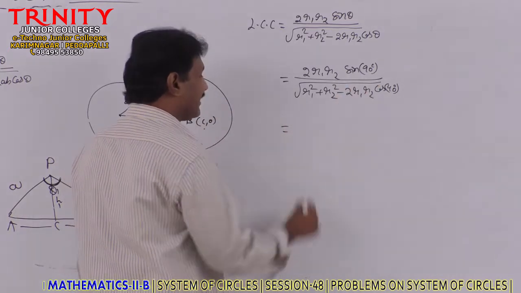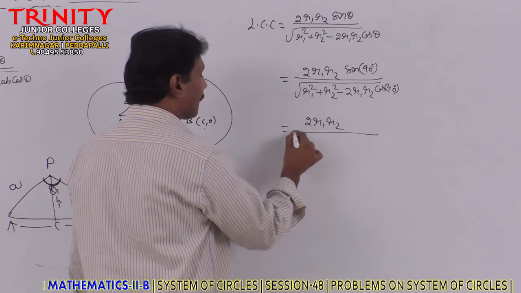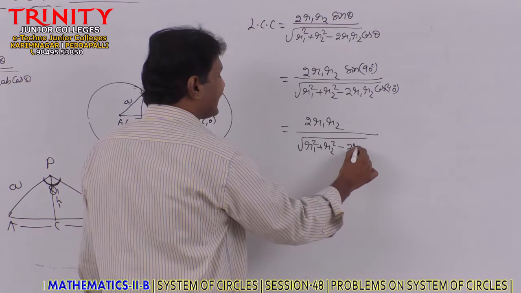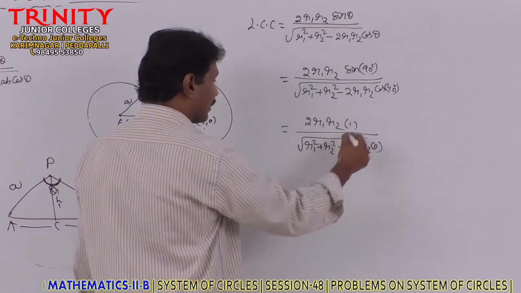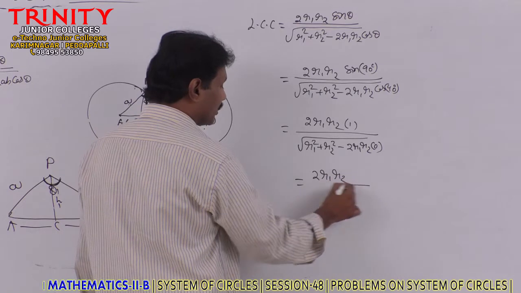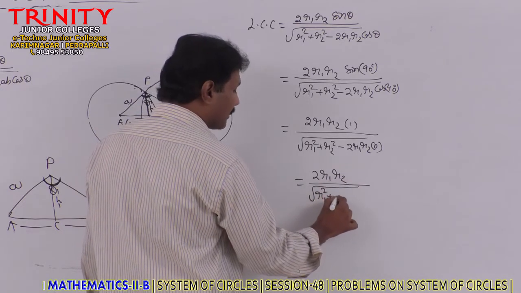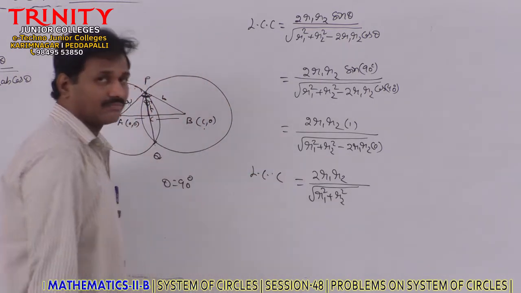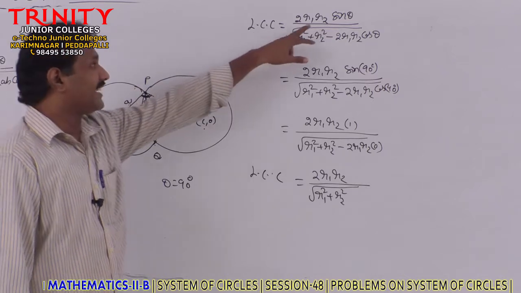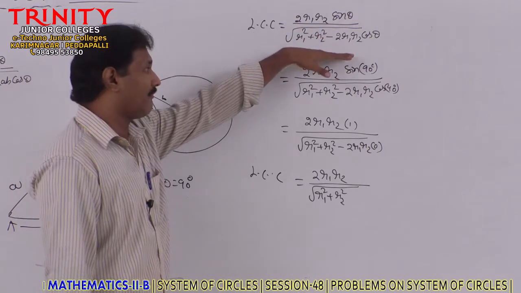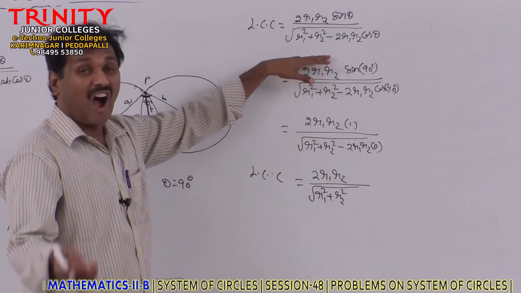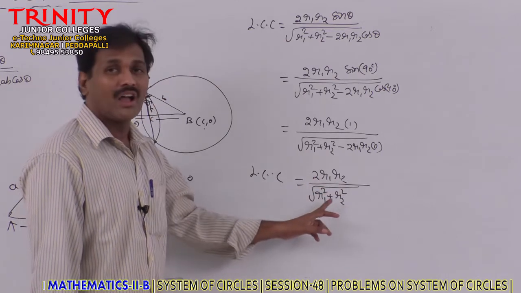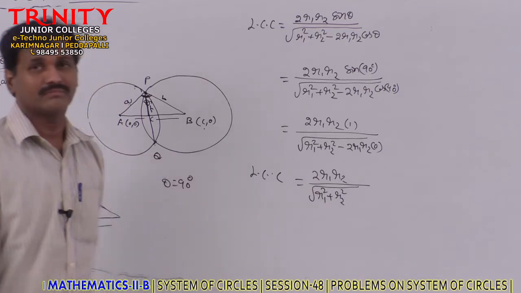We know that the value of sin 90 is 1, so we get 2r1 r2 by square root of r1 square plus r2 square. The value of cos 90 is 0. That equals 2r1 r2 by square root of r1 square plus r2 square. This is the length of the common chord. If theta is the acute angle between the radii, that is the formula. Here, suppose the given circles are orthogonal, then the length of the common chord is 2r1 r2 by square root of r1 square plus r2 square. Hence the property.